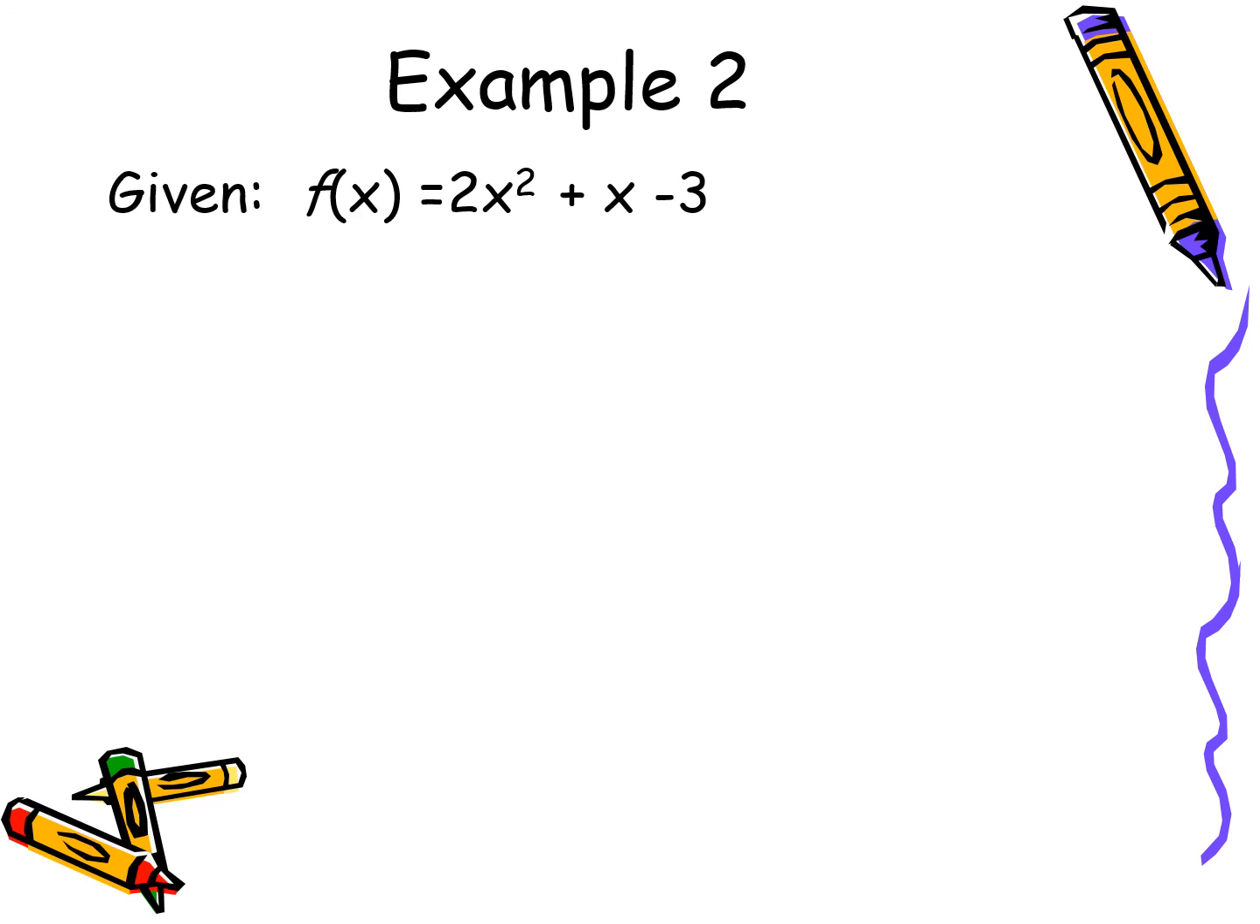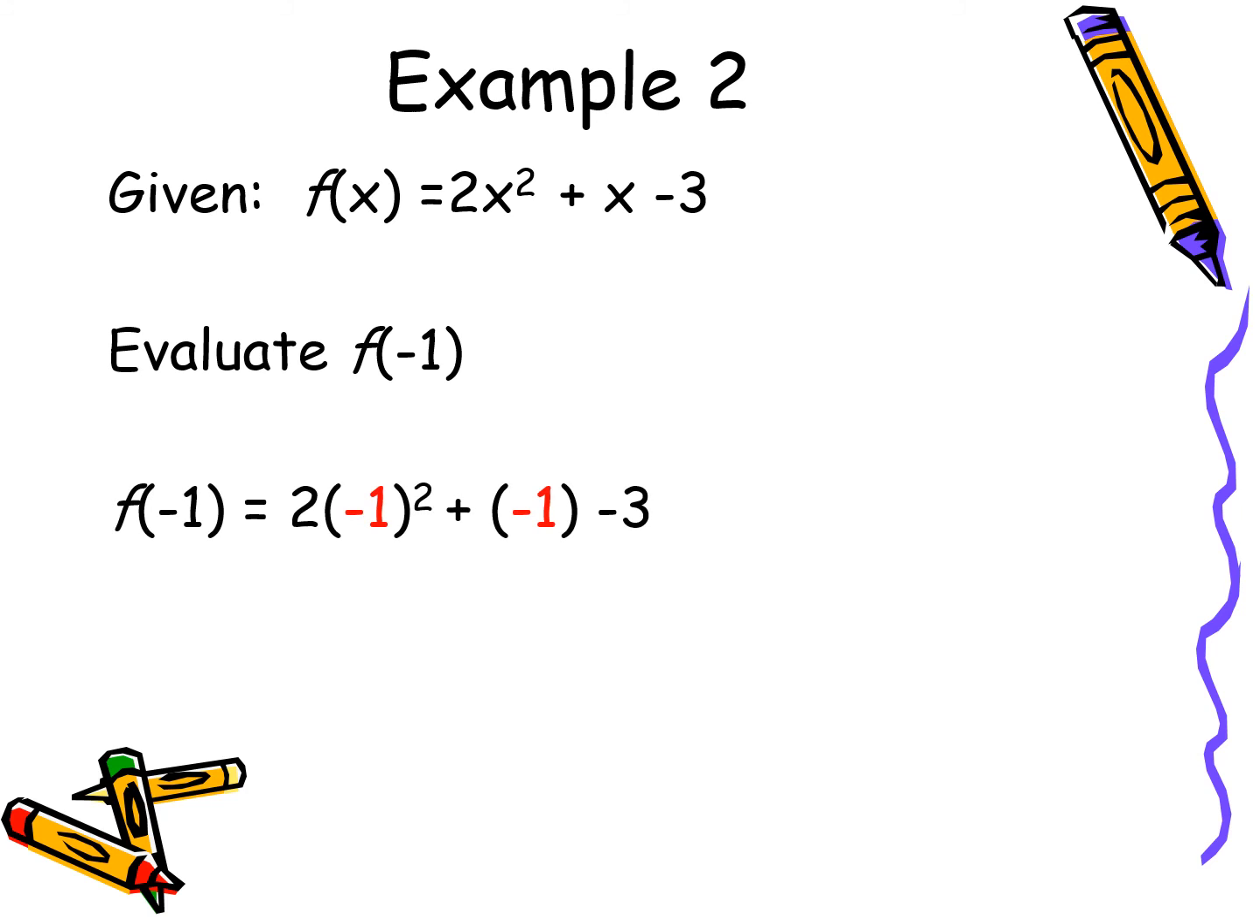Example 2 is similar. This is our last example. So we're doing f of negative 1. Every place we see x, we're going to replace it with negative 1. Now, if you're doing this on your calculator, you have to remember to put parentheses around negative 1, close parenthesis, squared, or you're going to get the wrong answer. Doing it in your head, you know that negative 1 squared is positive 1. So 2 times 1 is 2, minus 1 minus 3, and then that is just negative 2.